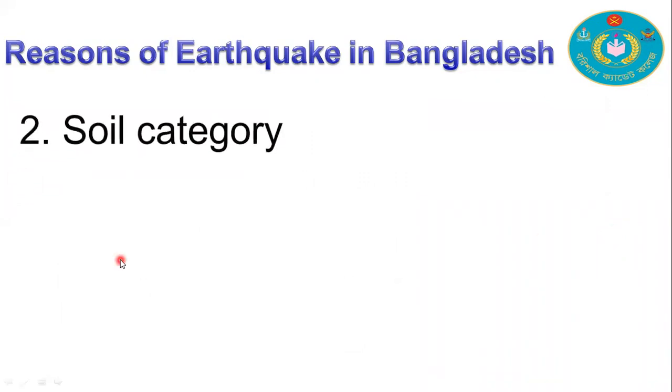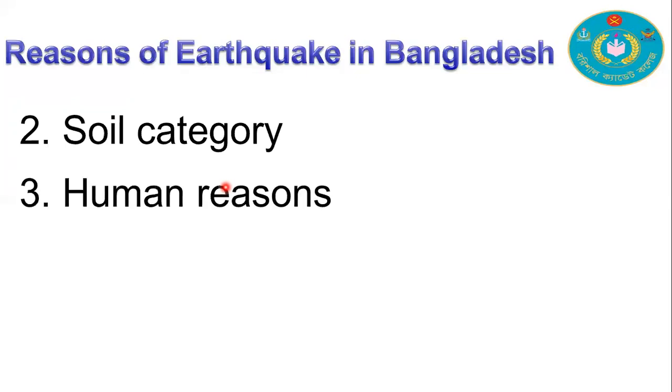The second point is soil category. Soil category is also responsible for earthquakes. That means if the soil category is not well equipped or the structure of the soil is not the same all over the country, that's why earthquakes may happen there. The soil category of our country is favorable for earthquakes.